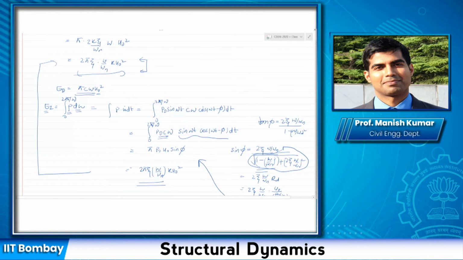And this expression tells us that the energy input to the system is the energy dissipated in a cycle. What does it mean? In steady state, whatever energy that you are inputting to the system through P equal to P naught sine omega t is actually getting dissipated through the damping. Physically, what does it mean? If your system is vibrating and exactly the same amount of energy that you input is dissipated, that means that the amplitude should remain constant.